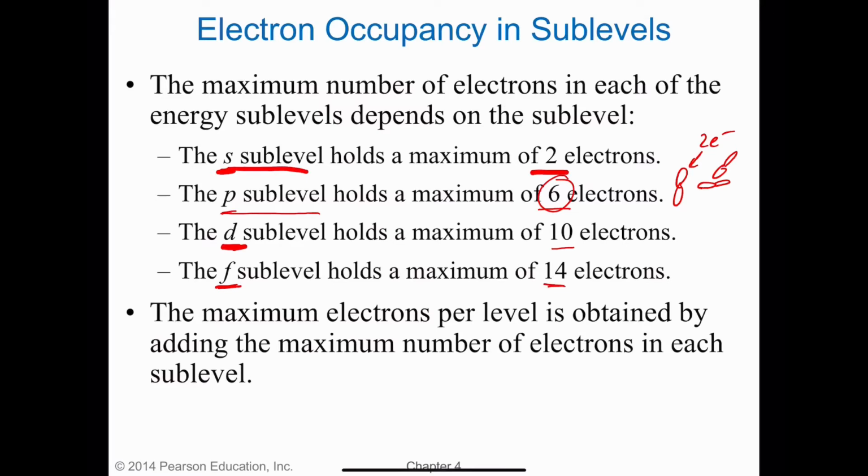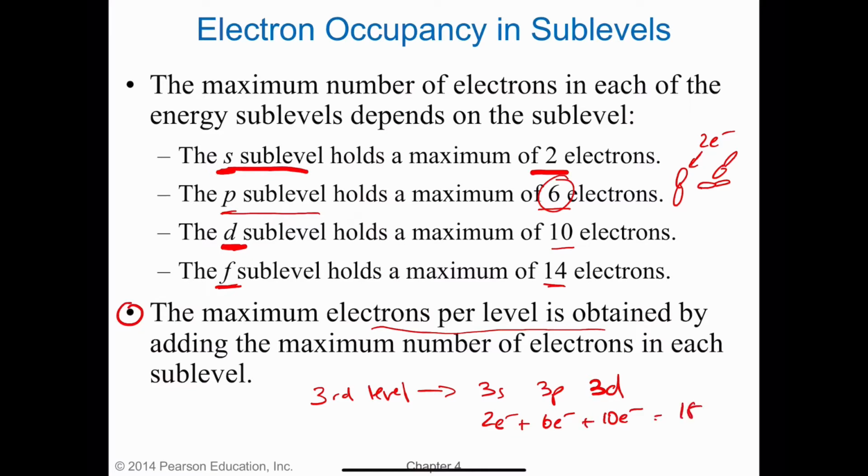But the maximum number of electrons you can have in a level is by adding all those up. So for example, if we're talking about the third level, it has 3s, 3p, and 3d. S orbitals can hold 2 electrons. The p sublevel can hold 6, and the d sublevel can hold 10. So what they mean by this, the maximum number of electrons per level is obtained by adding. So you just add 2 plus 6 plus 10, and we get 18 electrons total can fit on the third level.